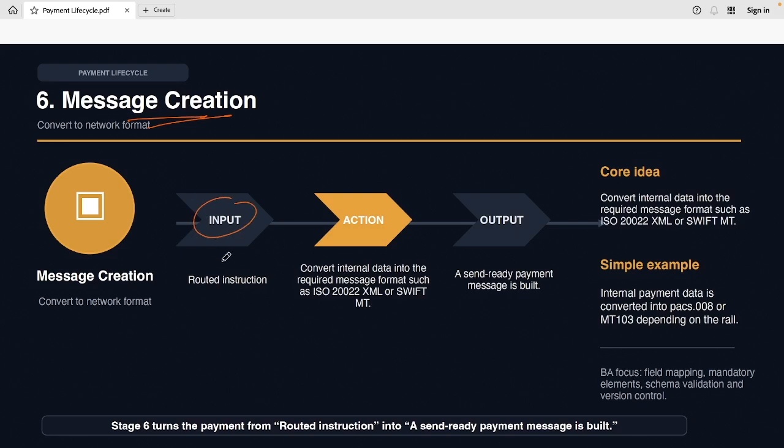So in this particular stage, the input is a routed payment instruction. At this point, the system knows where the payment needs to go and which message standard must be used. So action, the internal payment information is mapped into network specific message. For example, it could be your ISO 20022 MX message, such as PACS.008, PAIN.001. It could be a Swift MT message, such as MT103, MT101, MT202. It could be a domestic clearing message. It could be a network specific API request, and so on.